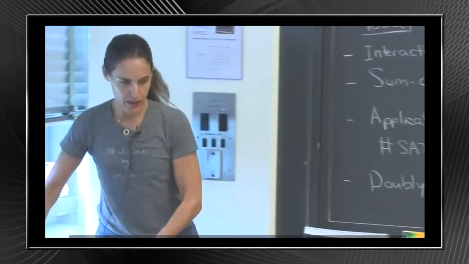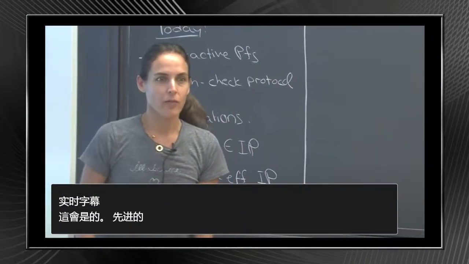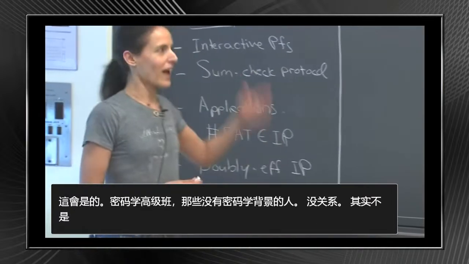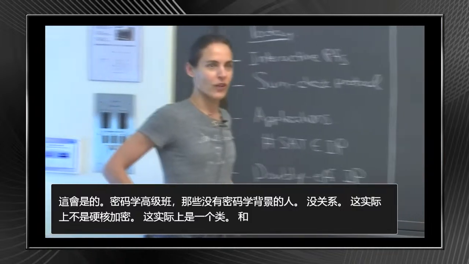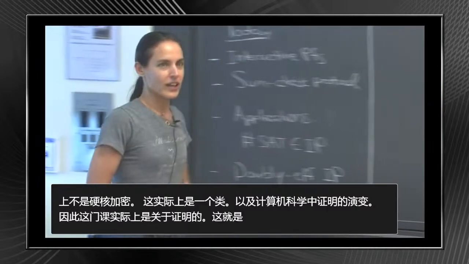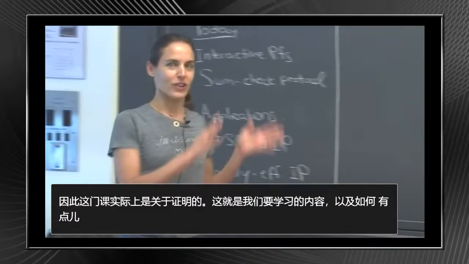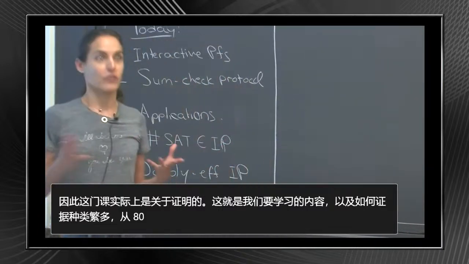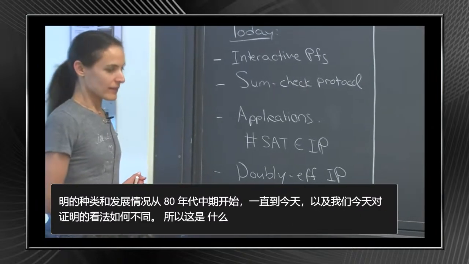This is going to be an advanced class on cryptography. Those who do not have a background in cryptography, it's okay. It's not actually hardcore cryptography. This is actually a class on the evolution of proofs in computer science. So this class is really about proofs. That's what we're going to learn, and how proofs evolved with the years, starting from the mid-80s all the way to today, and how we think about proofs differently today. So this is what this class is about.